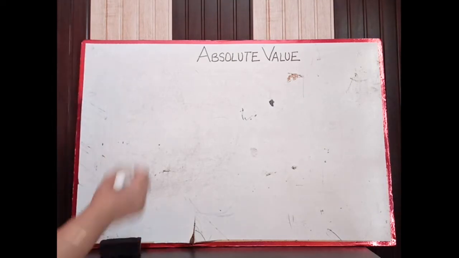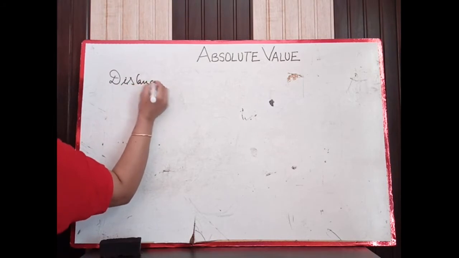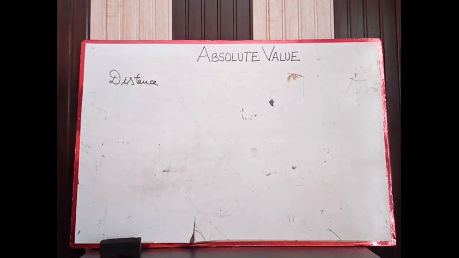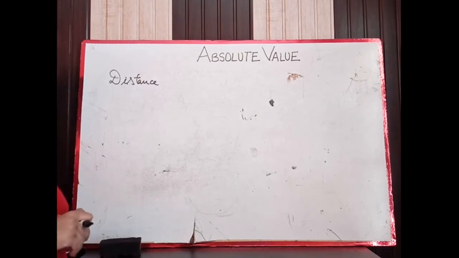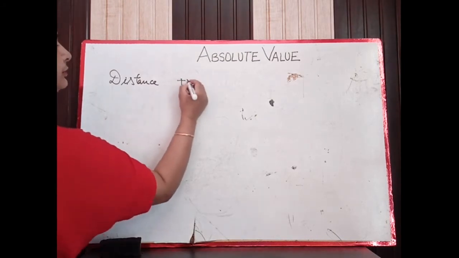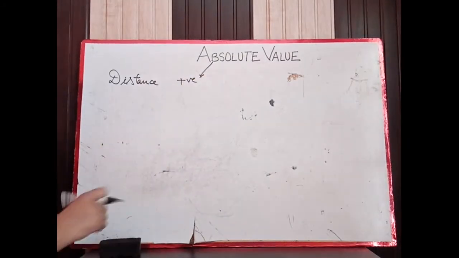Absolute value is actually a distance. And as we know, distance can never be a negative value. We will never say that the distance from here to Delhi is minus 200 kilometres. Distances are always measured in positive values. So the absolute value is always a positive value.